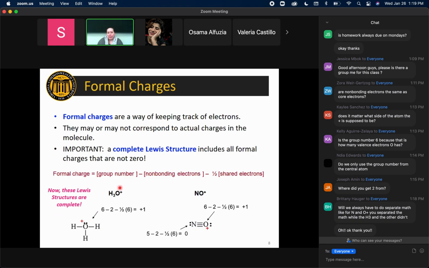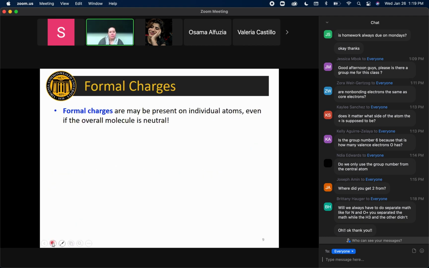If I'm asking you about these sorts of things on a test, I will say to you, make sure you draw in all of the formal charges in the molecule that are not 0. Or what is the formal charge on the nitrogen in this molecule? Those sorts of things. Make sense?